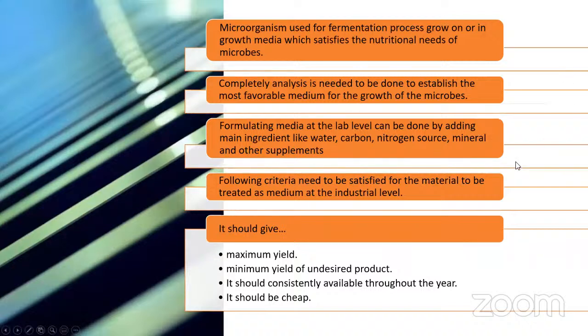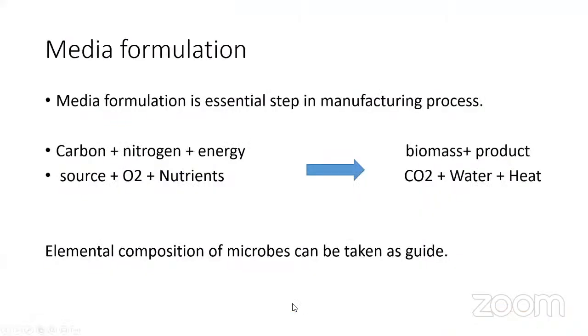The next thing we come to is why the fermentation medium and the growth medium are so different. In a fermentation medium, we want the microorganism to grow and satisfy its nutritional requirements, but also allow a higher production. The fermentation medium should give maximum yield, minimum yield of undesired product, consistent availability through the year, and it should be cheap.